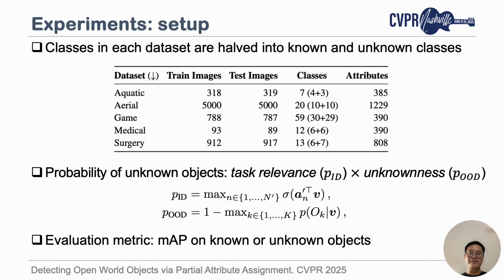In experiments, we use 5 real-world object detection datasets. The classes in each dataset are divided into known and unknown classes. The probability of unknown objects is calculated as the task relevance times unknownness. The task relevance is the probability of one visual input being related to the optimized attribute embeddings, and the unknownness is the probability of the visual input not being from the known classes. For all experiments, we use mAP as the evaluation metric.